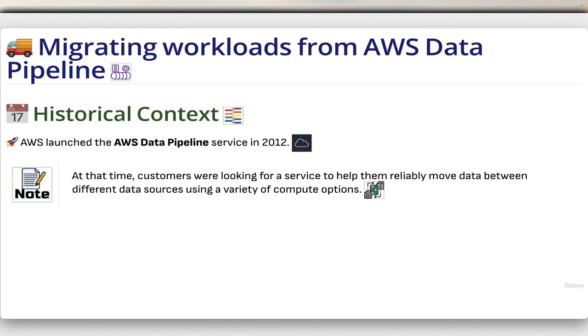So, migrating workloads from AWS Data Pipeline. Some historical context. AWS launched the AWS Data Pipeline service in 2012, and at that time customers were looking for a service to help them reliably move data between different data sources using a variety of compute options.